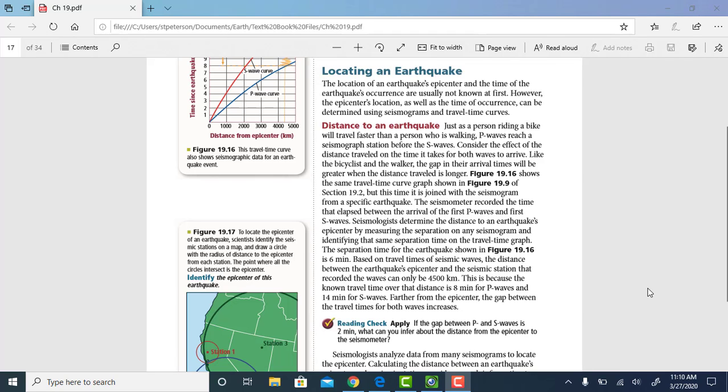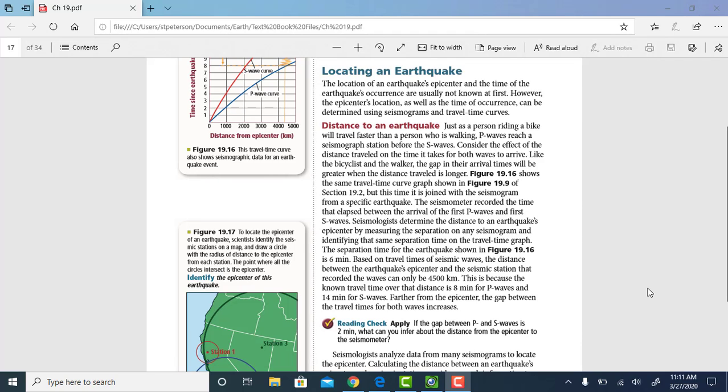Like the bicyclist and the walker, the gap in their arrival times will be greater when the distance traveled is longer. Figure 19.16 shows the same travel time curve graph shown in Figure 19.9 out of section 19.2, but this time it is joined with the seismogram from a specific earthquake. The seismometer recorded the time that elapsed between the arrival of the first P waves and the first S waves. Seismologists determine the distance to an earthquake's epicenter by measuring the separation on any seismogram and identifying that same separation time on the time travel graph. The separation time for the earthquake shown in Figure 19.16 is 6 minutes.